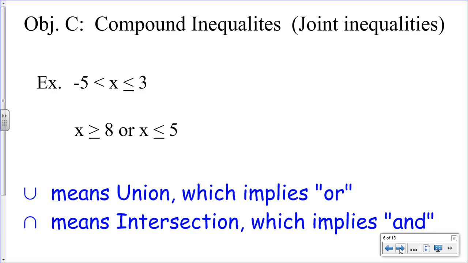We're going to start talking about compound inequalities. Sometimes these are called joint inequalities, because it's more than one inequality that's together. So you have more than one inequality sign. That's how you know it's a compound inequality.